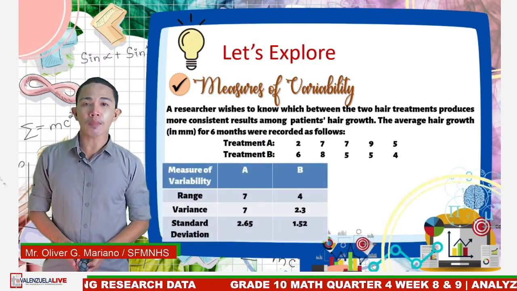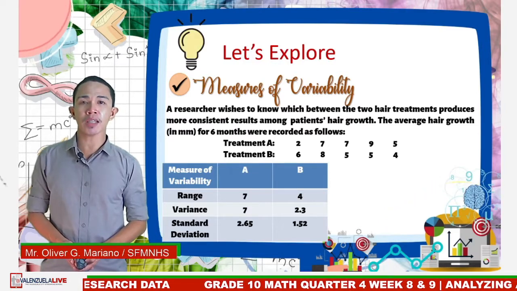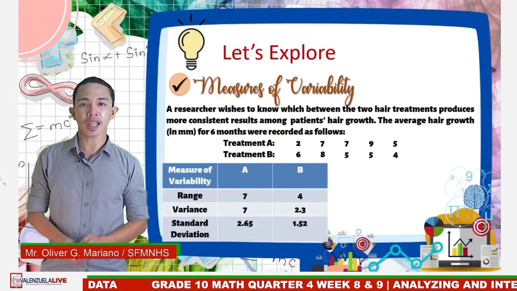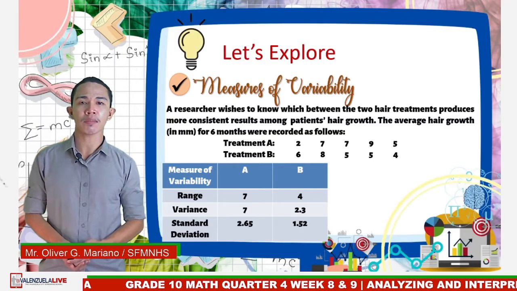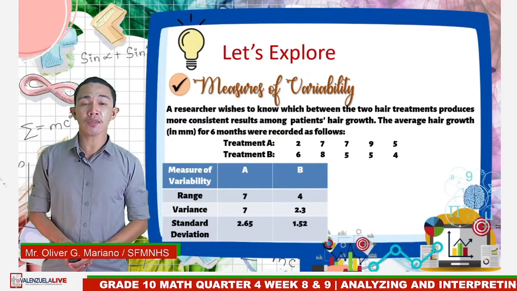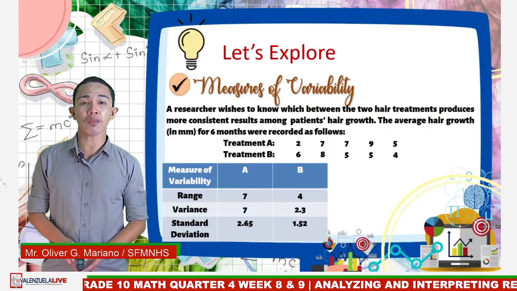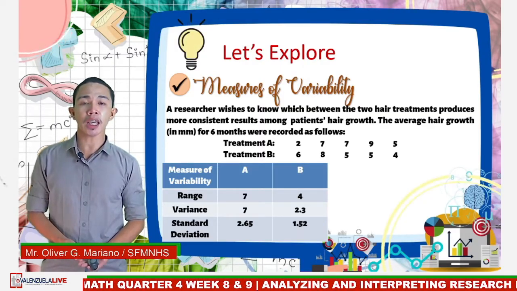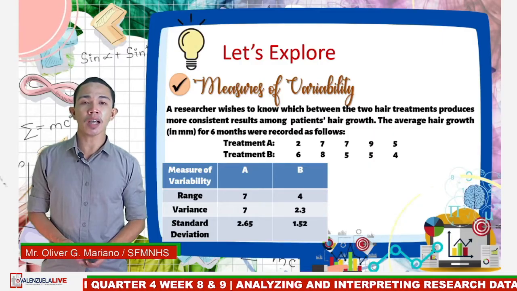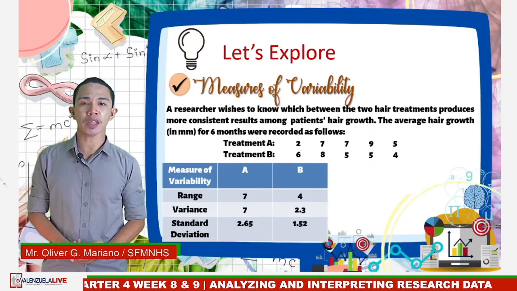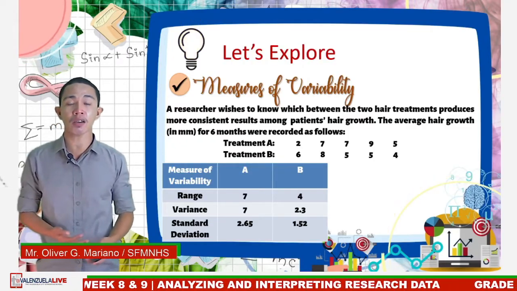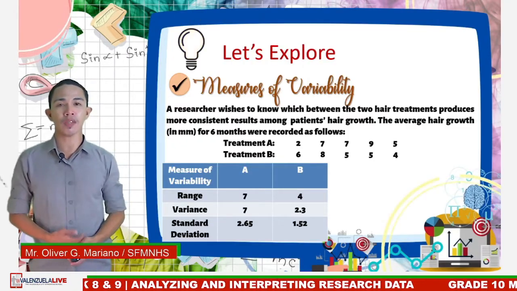To sum up all the measures of variability that we have just computed for each data set, we have this table. The range for treatment A is 7, while that for treatment B is 4. The variance for treatment A is also 7, while 2.3 for that of treatment B. And the standard deviation for treatment A is 2.45, while that of treatment B is 1.50.